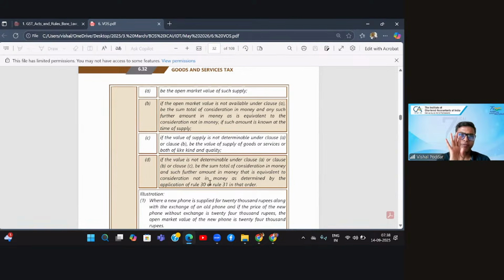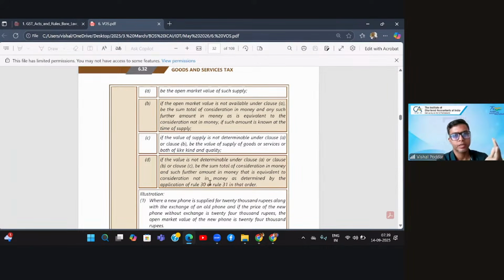So they have given four mechanisms. Most important, this A, B, C, D has to be applied sequentially. So you will strictly first apply A. You cannot go to B or C or D. So only where A fails, you'll come to B. Where B fails, you'll come to C, and where C fails, you'll come to D, and D is nothing but your last two values, which I said are the residual method.